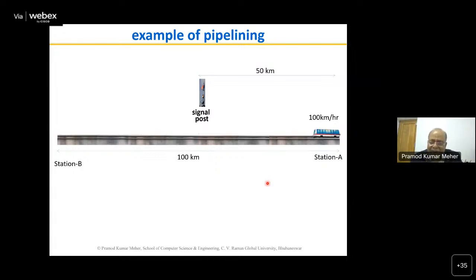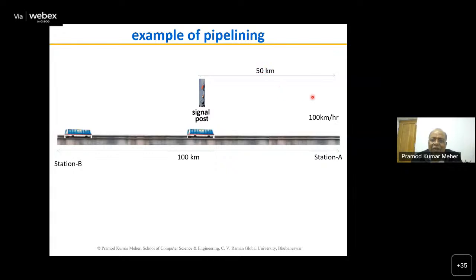Pipeline is something different. So what do I do? This distance is 100 kilometers. After 50 kilometers, you put a signal post. So one train goes and it will wait at the signal post. When the green signal is given, then it will go. At that time, another new train will start. Then after some time, another train will start like this.